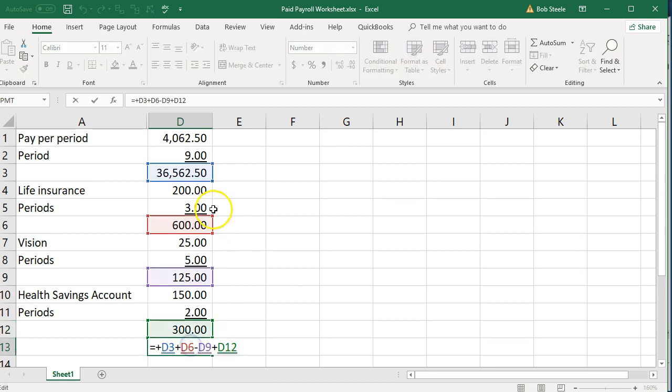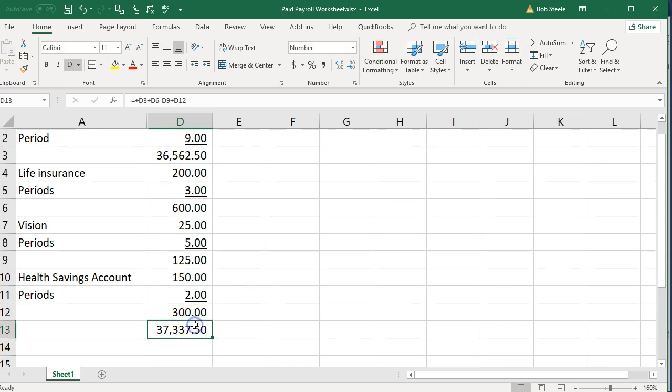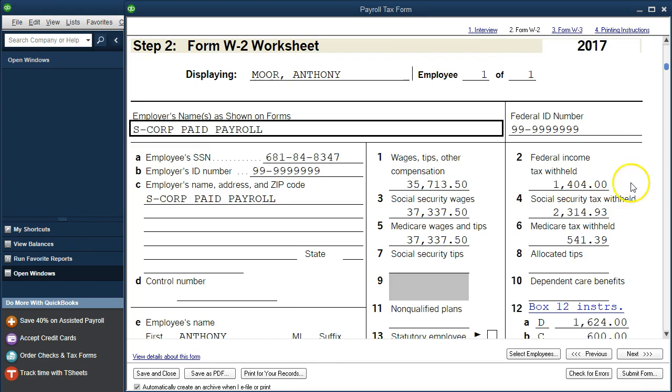So if we added these up, we'd say add and subtract them. The gross pay would be $36,562.50, but we're going to add to it the life insurance of the 600. We're going to subtract to it the vision of 125, and add to it the health savings account to get to the 37,337. And that number is here and here. So the Social Security and Medicare wages are there. They should tie out as well if we were to add up the 3 or 4 at this point, 941s.